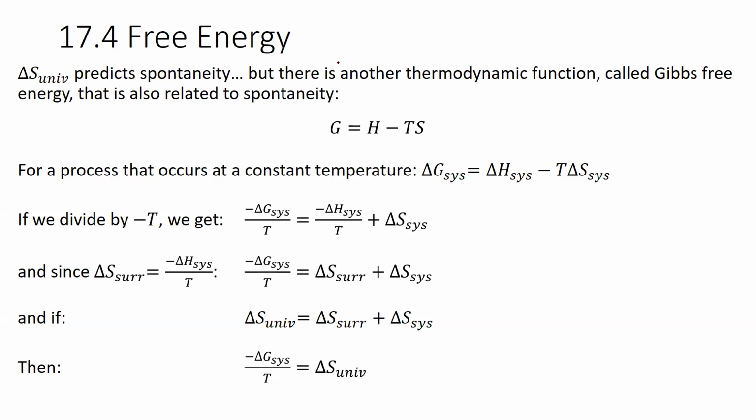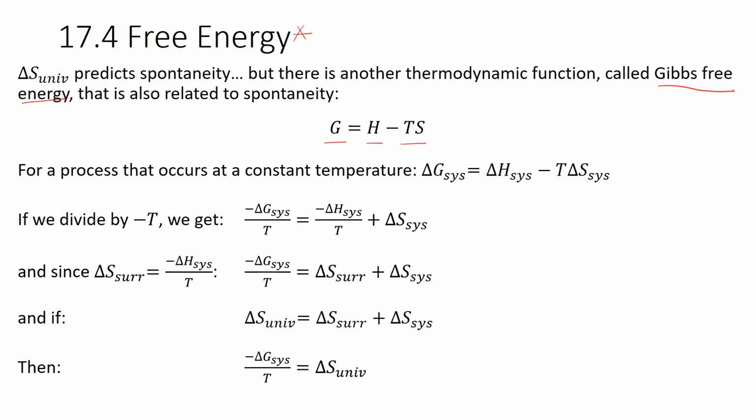And that's by introducing this new thing called free energy, or Gibbs free energy. So the entropy of the universe predicts spontaneity. But there's another function that does that, called the Gibbs free energy, and that also predicts spontaneity. And the Gibbs free energy, G, is equal to H minus TS.